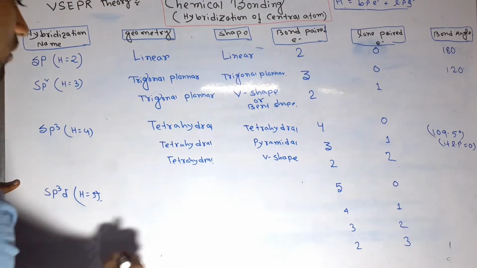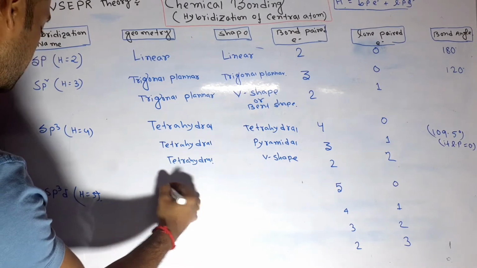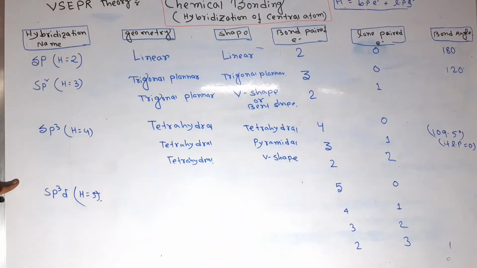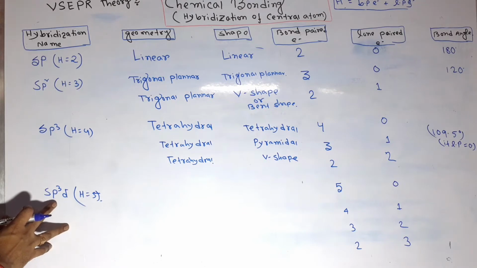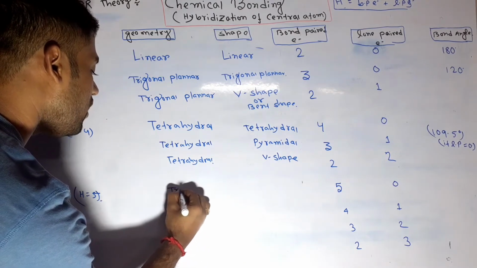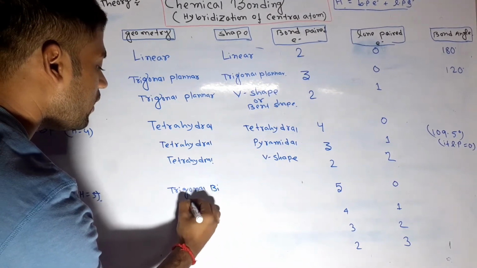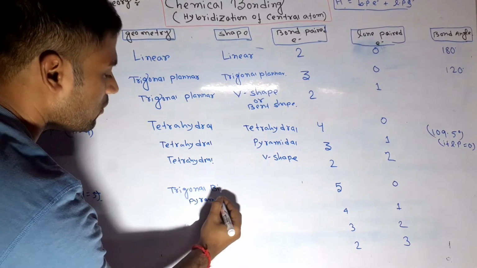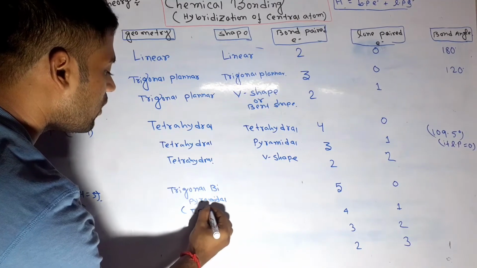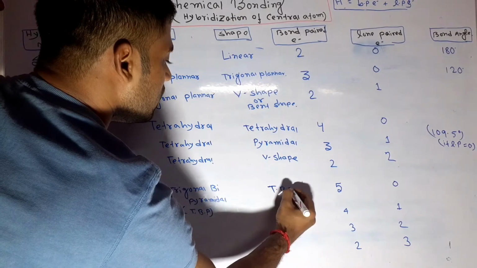So this is sp3d. If the lone pair is absent, the first case 5-0, then the geometry is trigonal bipyramidal, in short form TBP structure. If the lone pair is absent, then the shape is also the same, that means TBP.